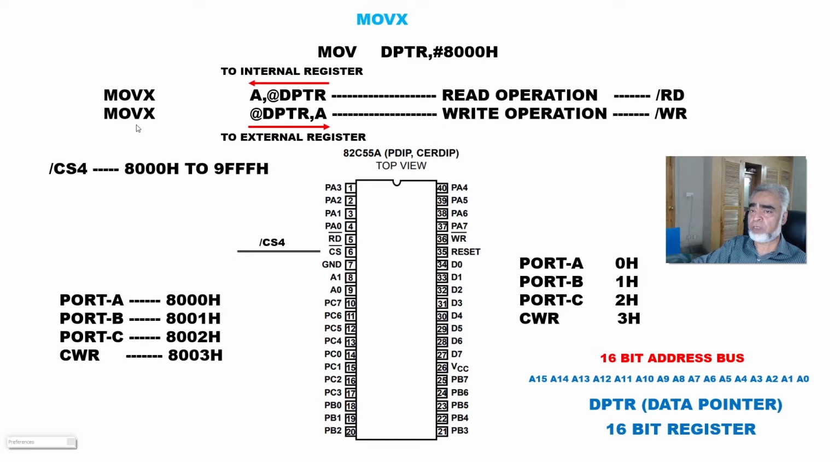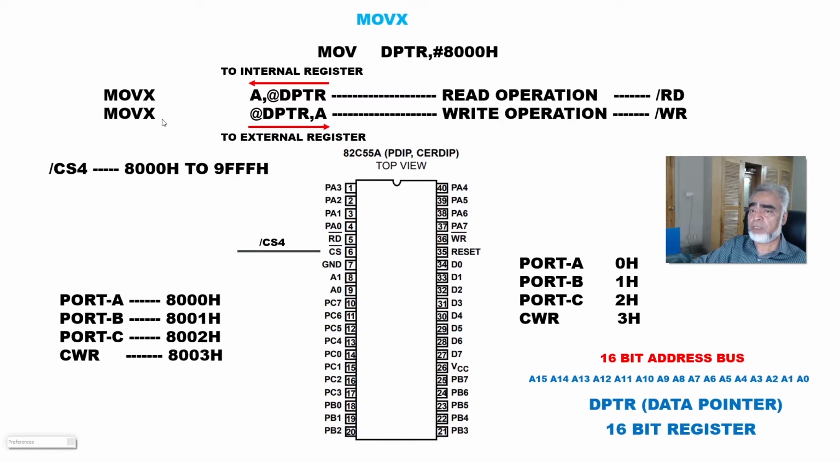Similarly, if you write the instruction MOVX @DPTR, A, it means move the contents of the internal register of the microprocessor, that is accumulator, to the external device, and the address of the device is given in the DPTR, that is data pointer, which is 8000H. In this case, the contents of the accumulator will be moved to the external device, that is port A of the 8255.